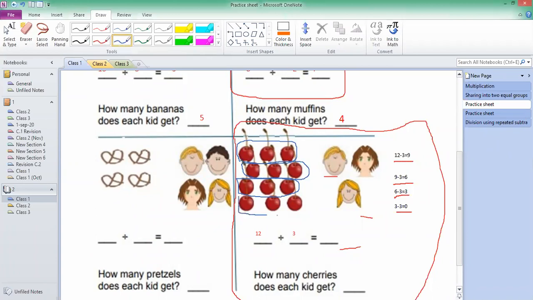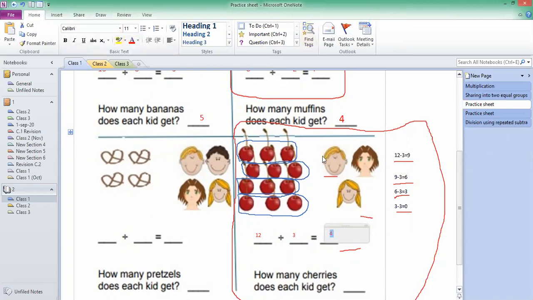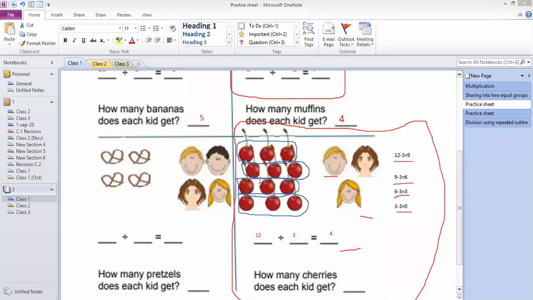I also make this one here. Every child will get 4. 12 divided by 3 equals 4. This is your answer. When you distribute 12 cherries among 3 kids, every kid will get 4 cherries. Okay, that's very good.